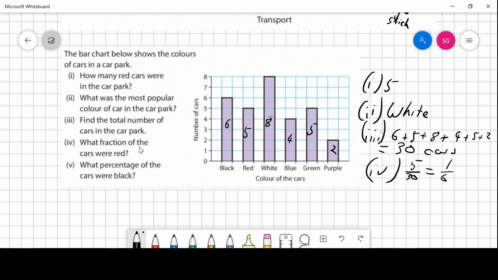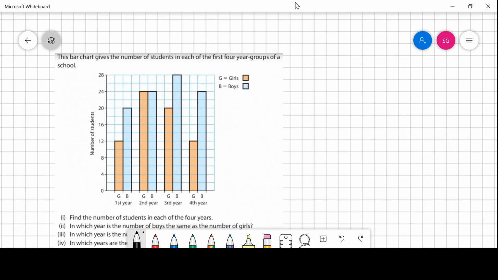Because if you've made a mistake there, you're not going to get this one correct, are you? And then finally, what percentage of the cars were black? So again, black was 6. 6 out of 30 equals 1/5. Well, that's 20%. Okay. So that's an example where it is just clean, going up in ones for each y value. Let's look at something a little bit tougher.